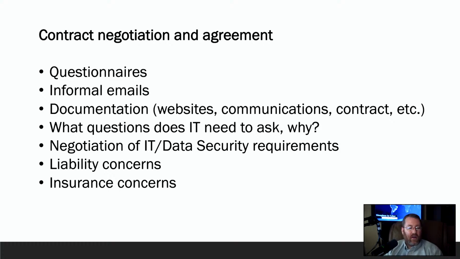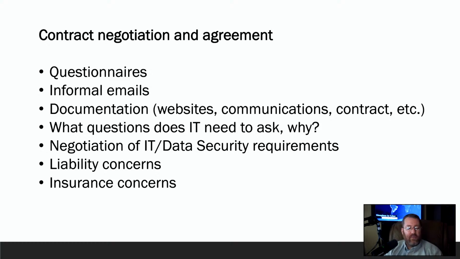During your contract negotiation and agreement, there are some things that you need to do. I kind of talked about it a little bit earlier, where this is the time that you're getting questionnaires like the HECVAT, your informal emails. If you're communicating with a salesman or an account rep or a vendor, you need to document all those emails. That becomes part of your contract management process. All your documentation you need to save.